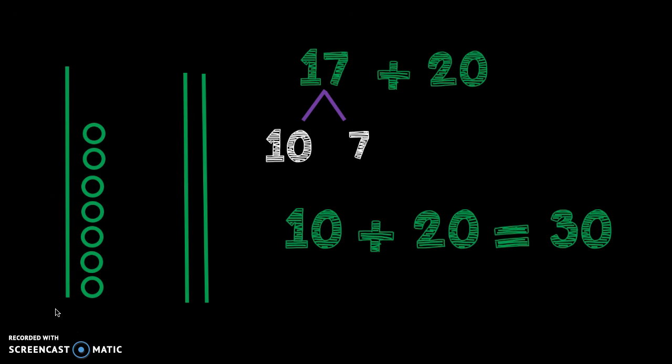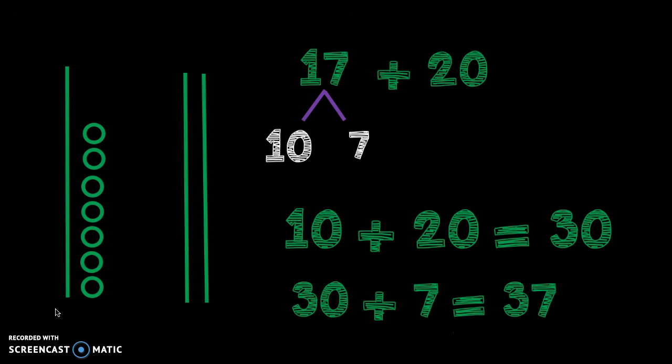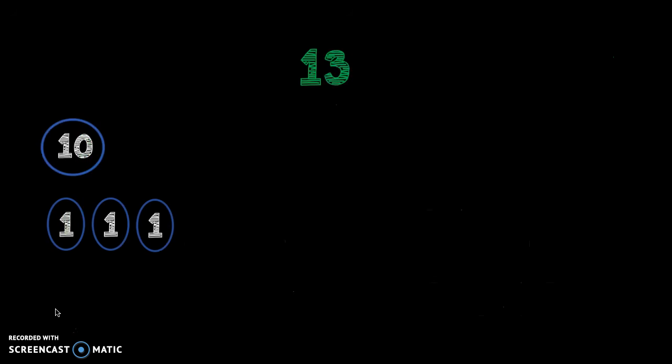Okay, so I'm adding in my ones. So I have 30 plus 7 equals 37. Boom. Is that what you got? Friend, you're so good. Awesome job. All right, let's try another one.